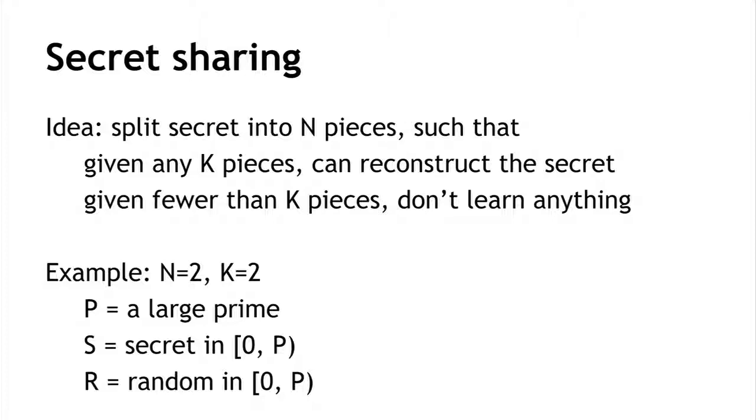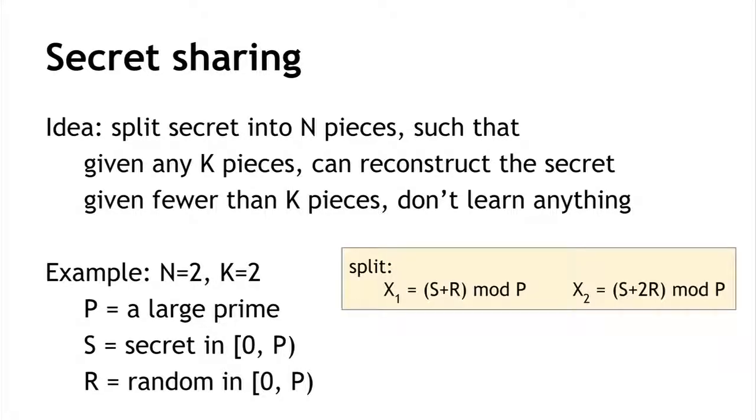It doesn't need to be secret or anything, just really big. S is going to be the secret, and the secret has to be between 0 and p minus 1 inclusive. And then we're going to generate a random value r secretly, which is also within the range between 0 and p minus 1. And now we're going to split our secret into two pieces, x1 and x2.